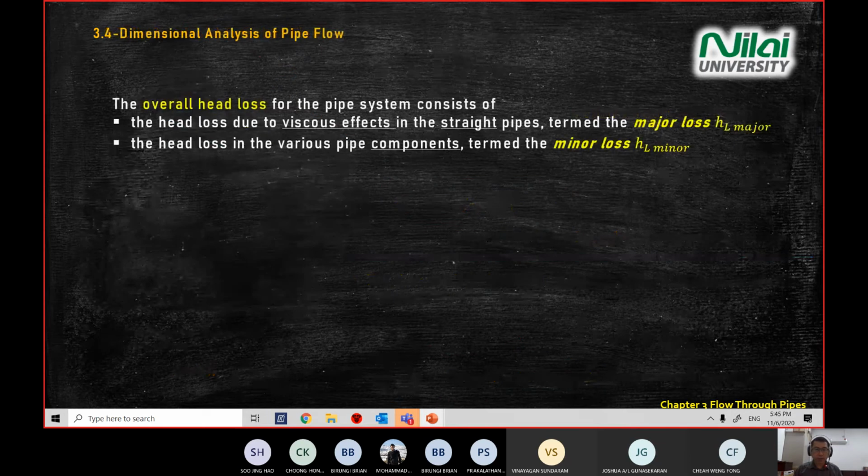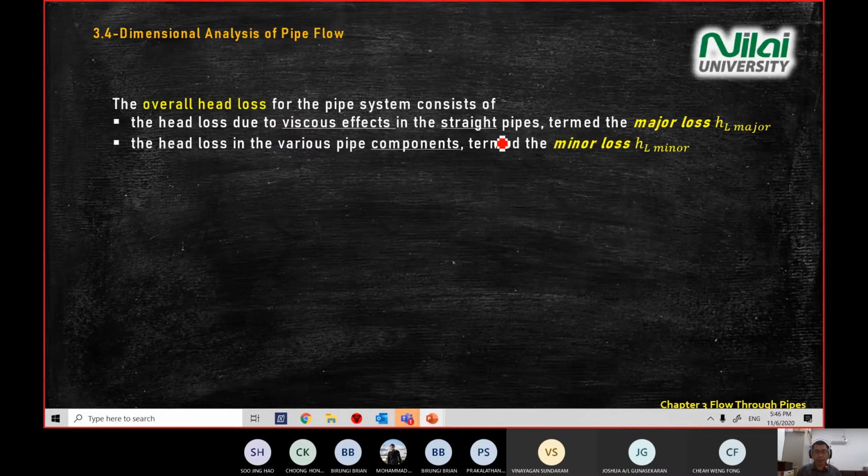Then we look at this one. You go to question 26 because I jumped a little bit. Question 26, you look at the head loss. We have two types of head loss. You deal with two types of head loss here: major loss and minor loss. So HL major and HL minor.